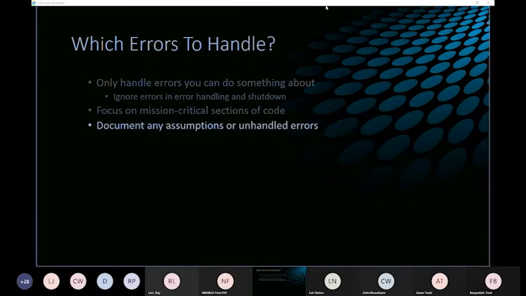You want to document any assumptions that you make regarding error handling. Also document any errors that you are not handling so that people understand that when they run this system, these are the assumptions and these are errors that we do not handle.